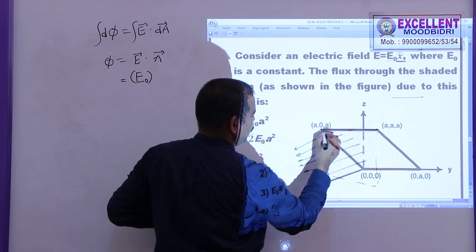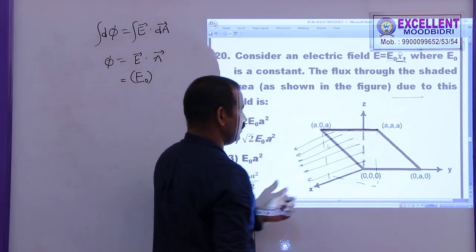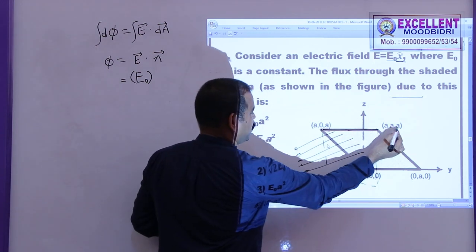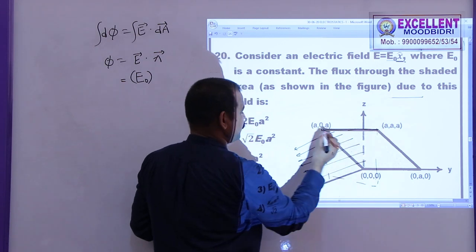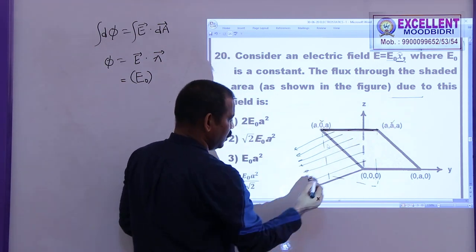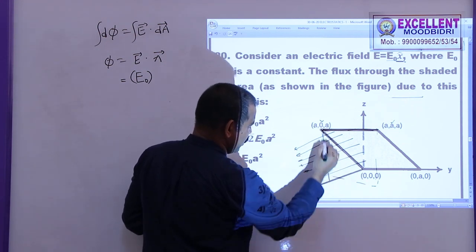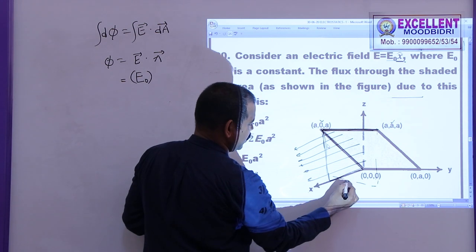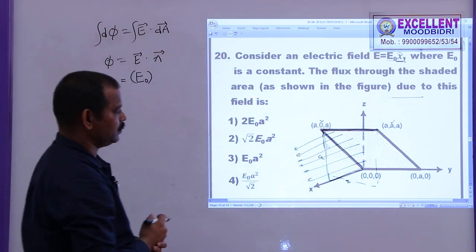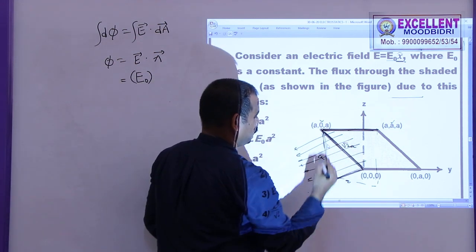This is A, because the difference between these two will be A along the y axis, that is z component minus z component 0, x component minus x component 0, y component minus 0 will be A. So this is A. And what about this one? If you see this one, this is also A, this is also A, so this will become root 2A. This length is root 2A and this is A.